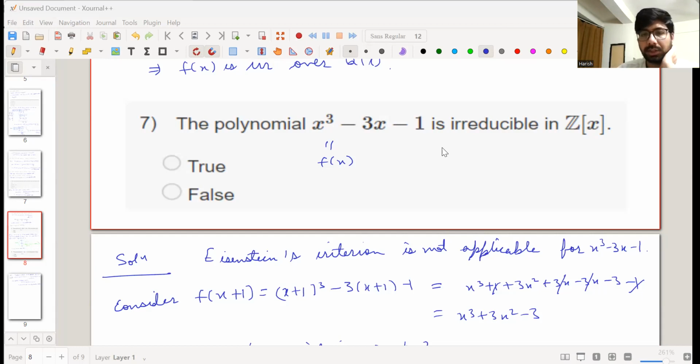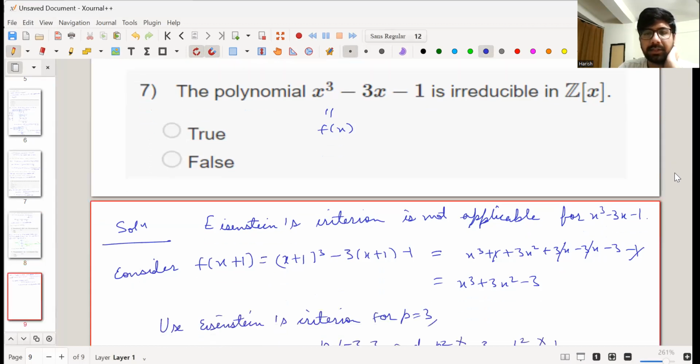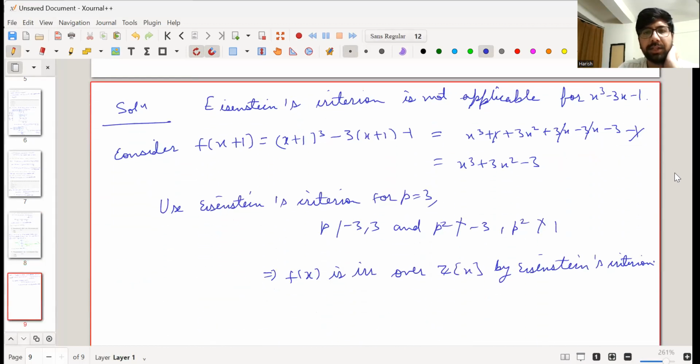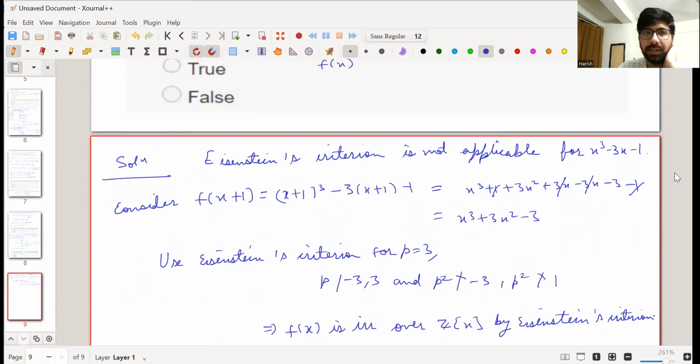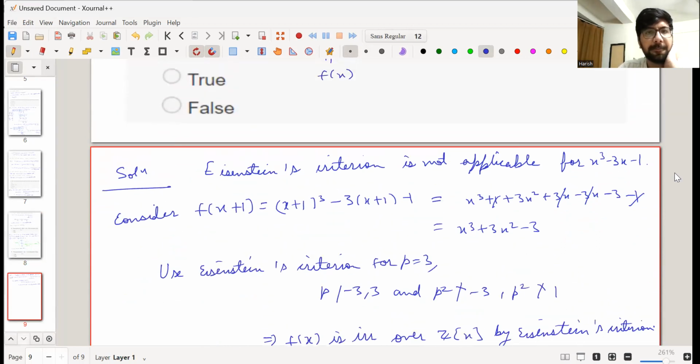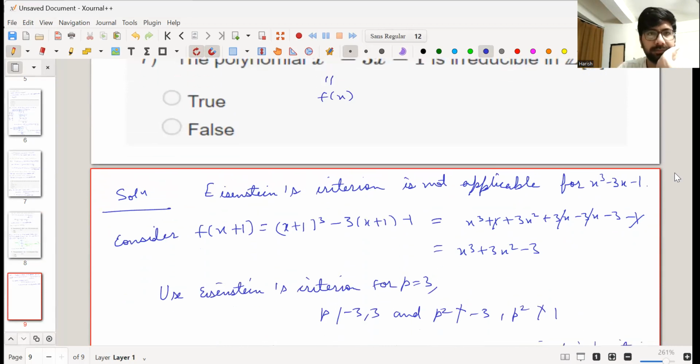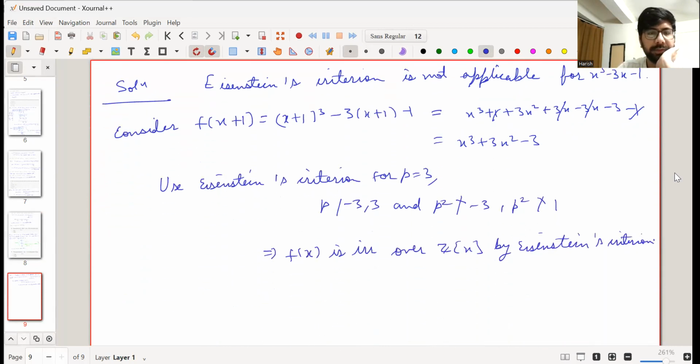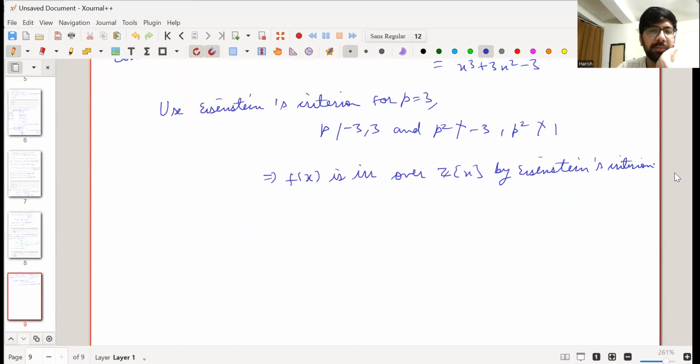Very good, Adarsh. So this is also a solution, as Adarsh pointed out, that we can consider it in Z4X and it has no root in Z4. That's why it is irreducible. This way also you can do. So cubic polynomials are special cases. You can, of course, take it modulo n, and if you are not having a root, then it will be irreducible.